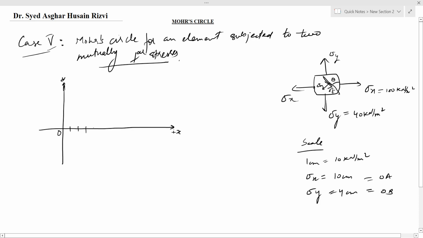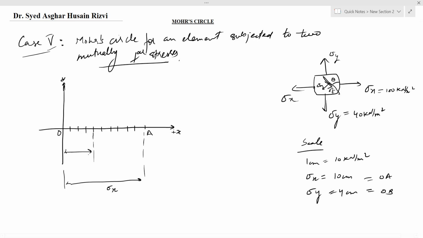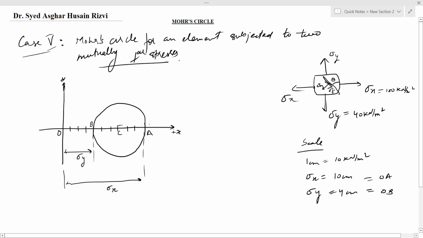We'll do the marking through scale 1, 2, 3, 4, 5, 6, 7, 8, 9, 10. 10 centimeter. At 10 centimeter, we'll mark the point as A and this will represent the value of direct stress sigma x. And at 4 centimeter, we'll mark the point B and this will represent the value of normal stress sigma y. Now we'll mark the center of points A and B and let that point be C. With CA as radius or CB as radius, we'll draw a circle. This will be the Mohr circle for an element subjected to two mutually perpendicular stresses.